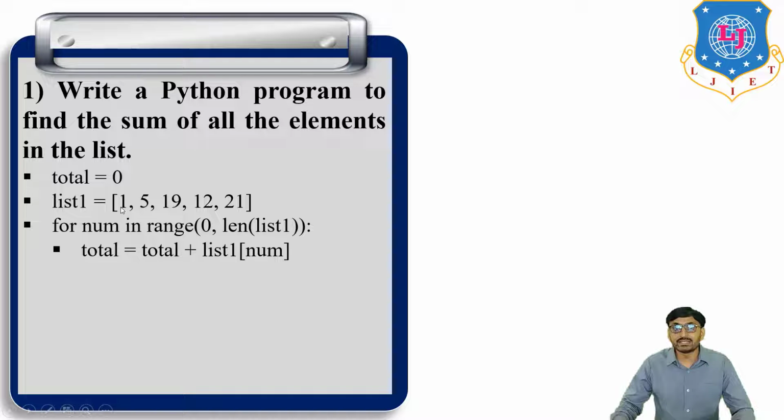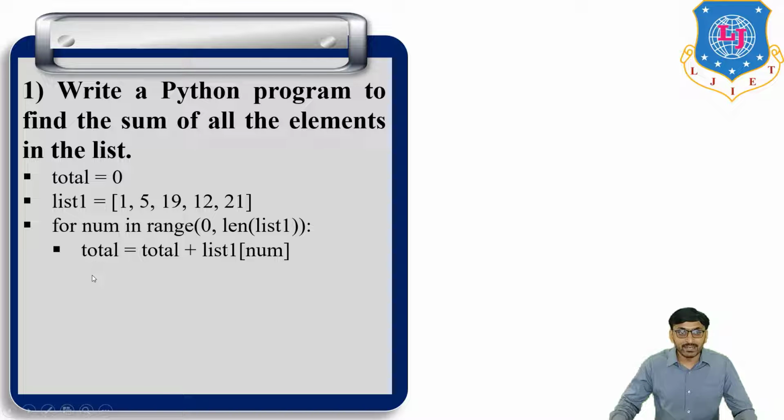Now the length of this list1 is 5 elements. So the length of list1 is 5. It means the range is from 0 to 5. So for number in range 0 to 5, it means number is equal to 0, number is equal to 1, 2, 3, 4, but not 5. Up to 5, 5 is not included. So 0, 1, 2, 3, 4.